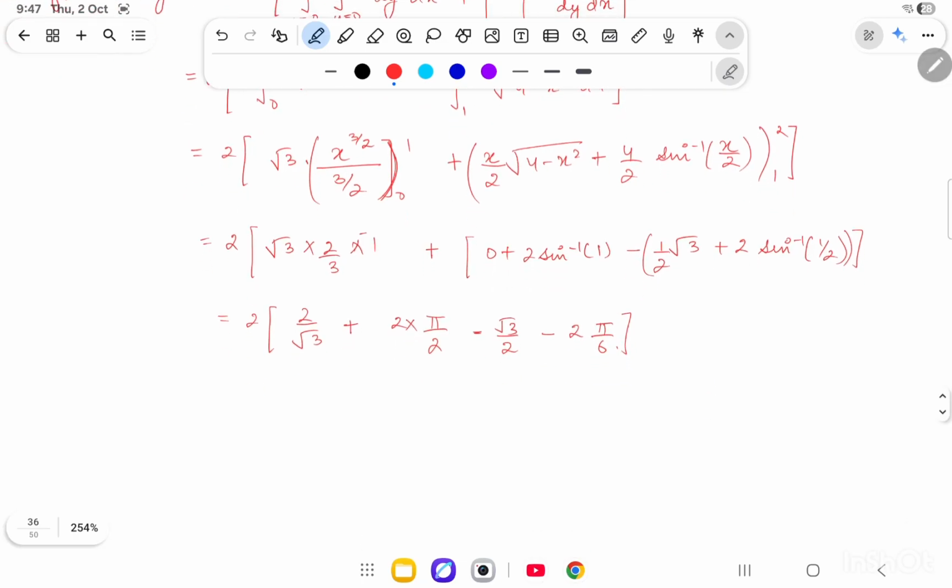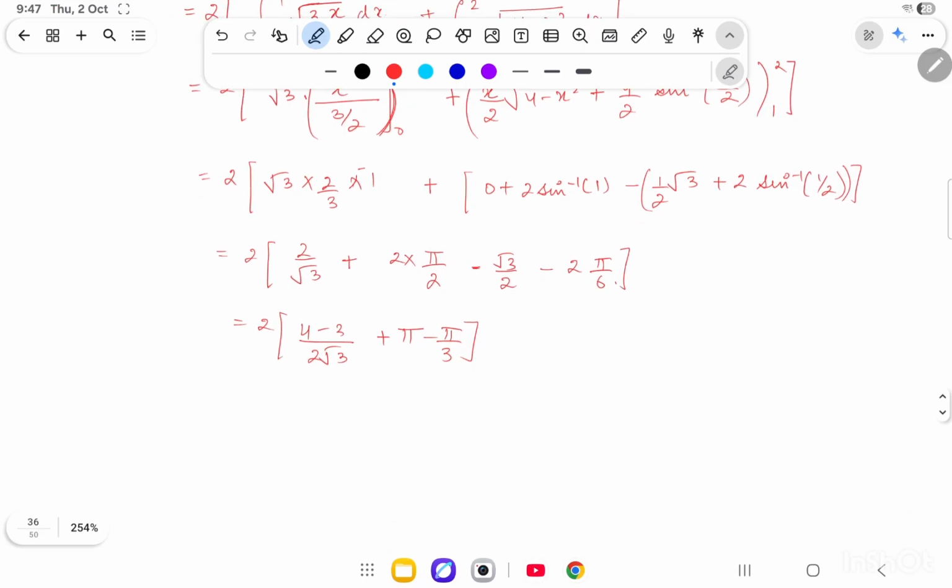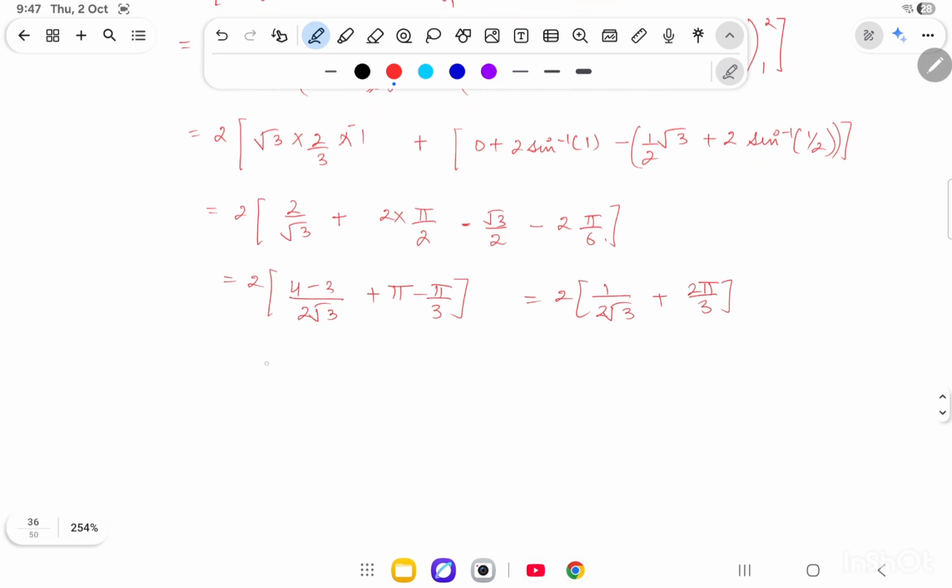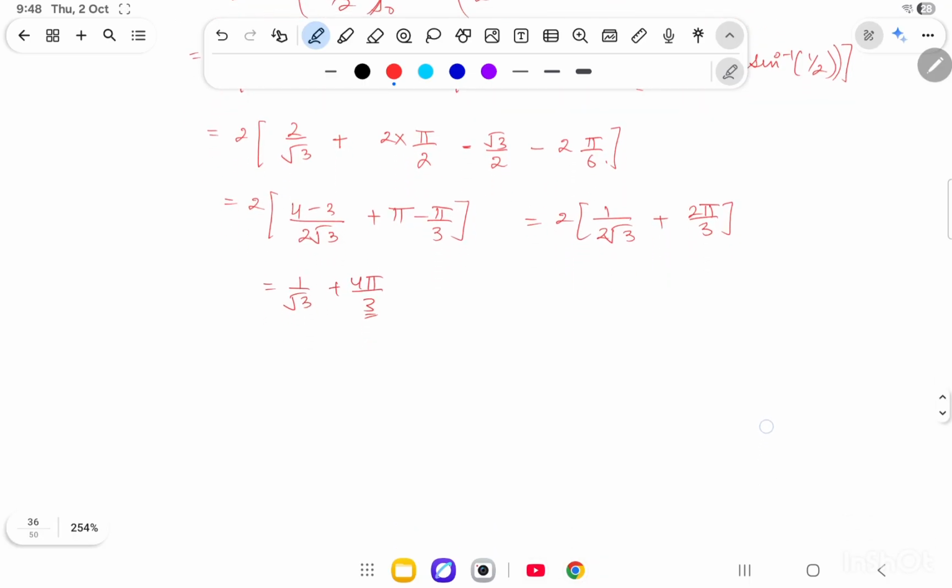Now if we just simplify it, it will be 2 times (4 minus 3) divided by 2 under root 3 plus pi minus pi by 3. So it reduces to 2 times 1 by 2 under root 3 plus 2 pi by 3, that is equal to 1 by root 3 plus 4 pi by 3. So this is basically the required area that we are supposed to find. So let's move on to the next question.